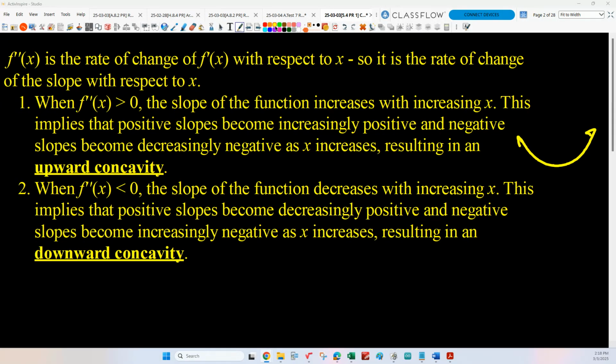That's going to tend to look like that, right? And then conversely, if the second derivative is negative, the slope of the function decreases with increasing x. This means that positive slopes become decreasingly positive, and negative slopes get more negative. They become increasingly negative, which is going to result in something like that as I move from left to right. Okay?